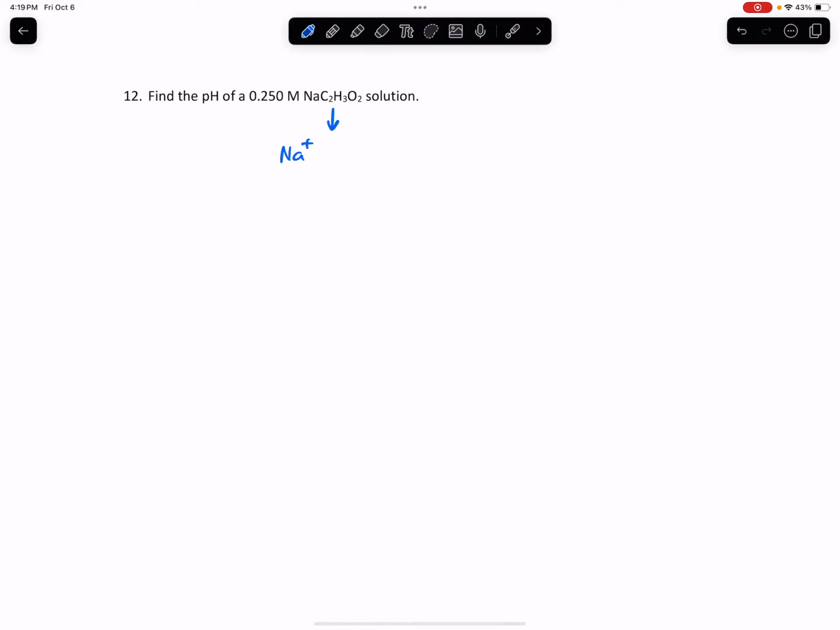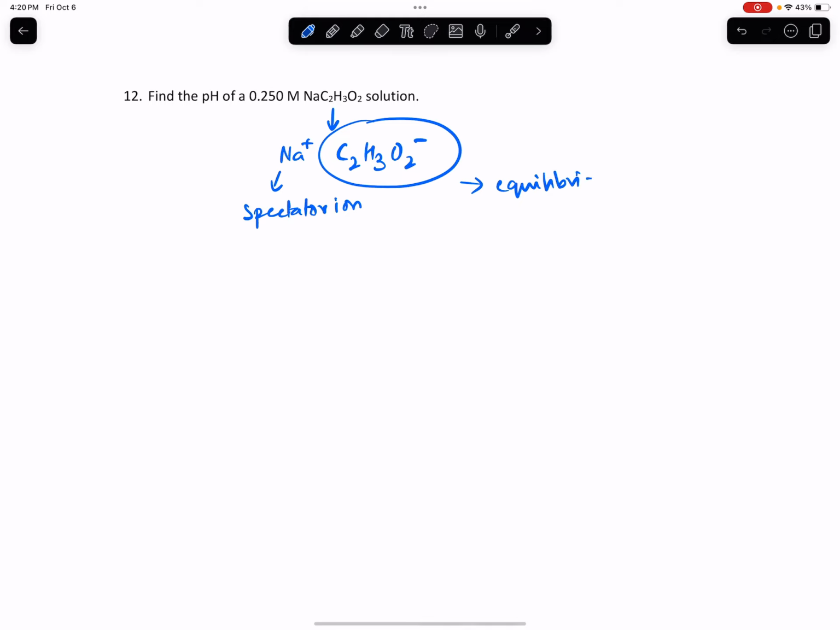All right, so basically when you have a solution of sodium acetate, you have to think that sodium acetate in solution splits into Na+ and C2H3O2-. Na+ is a spectator ion, so it's not really going to do anything. But the counter ion, C2H3O2-, is going to create its own equilibria in solution. So let's go ahead and write out the equilibrium equation for this species.